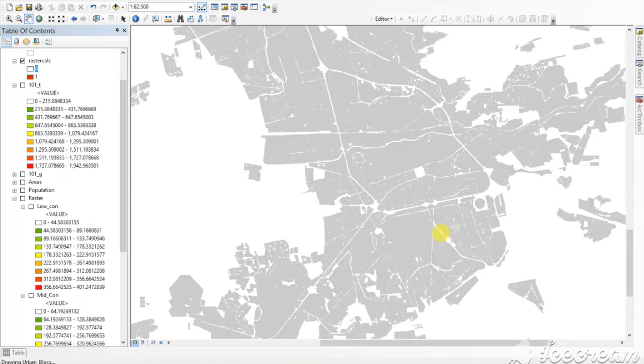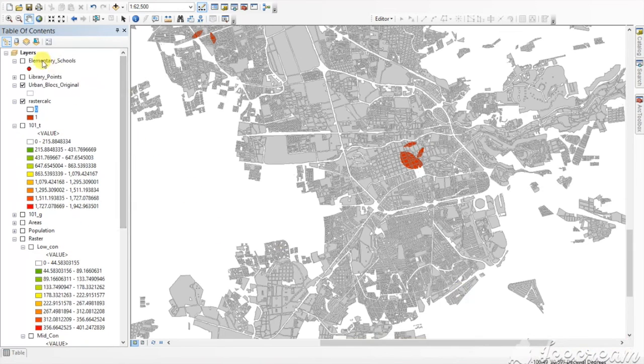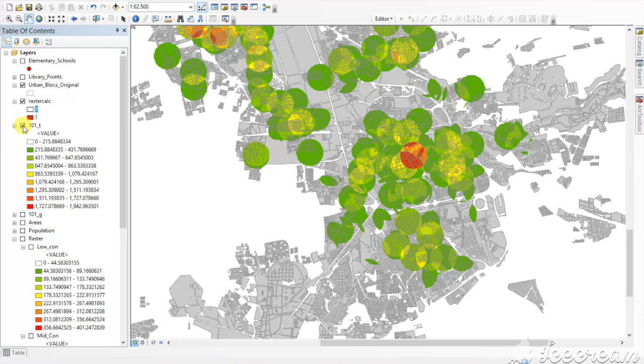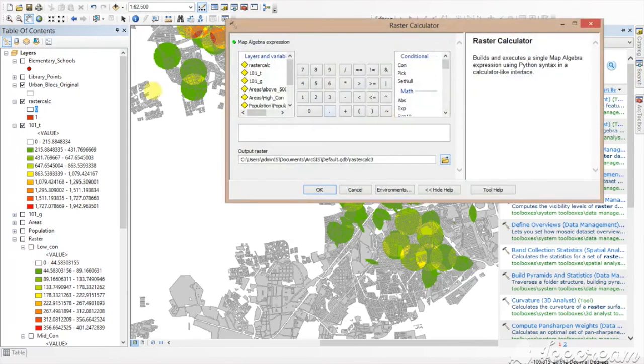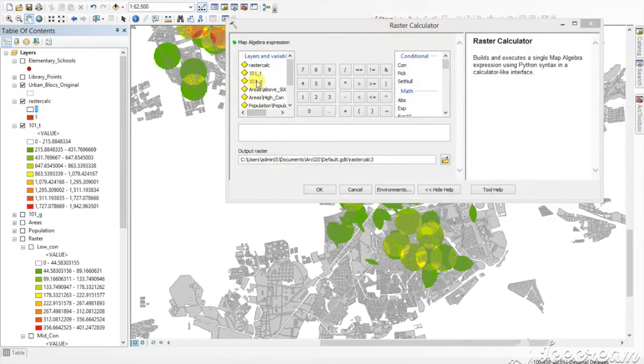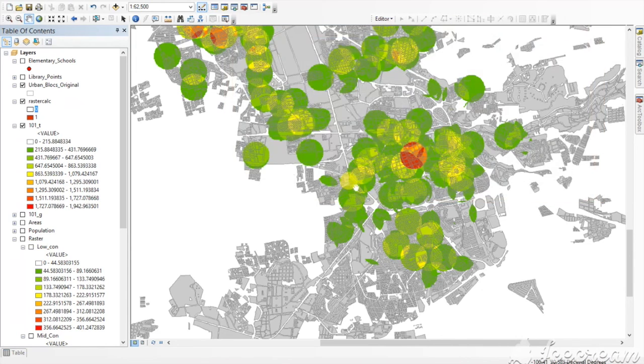But let's make a quick recapitulation. First we have the census of elementary schools that we turn into a raster with point density analysis. And after having these values, we went and searched for the raster calculator and isolated those values in the raster that was created that were above a certain value. Okay?